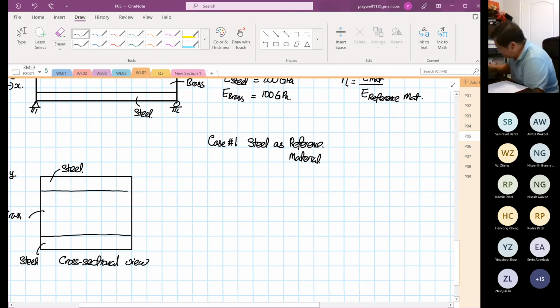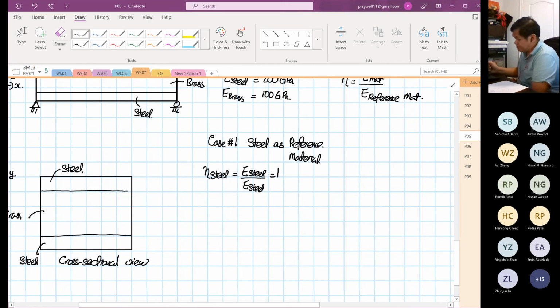So when that's the case, the N for steel is equal to E of steel divided by E of steel. So E, Young's modulus of steel divided by Young's modulus of steel, is equal to 1. Yes? Okay.